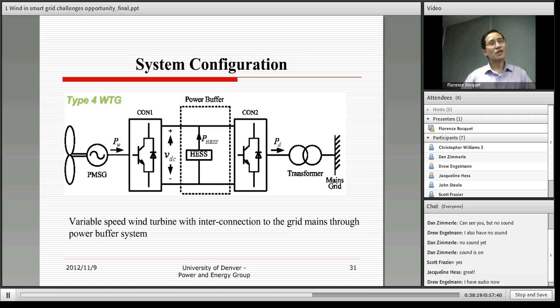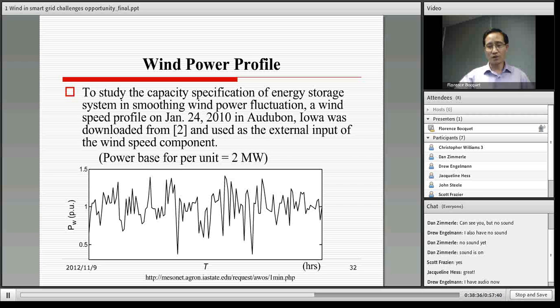But one issue is how do we design the energy storage systems? We don't want to oversize the battery or supercapacitor, because that will add cost to your energy storage system, right? On the other hand, we don't want the energy storage size to be too small. So how do we do it in a correct way?